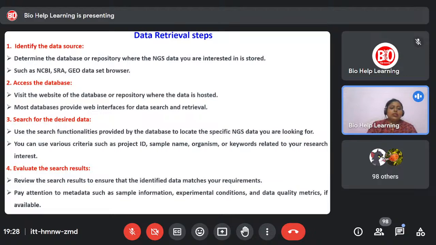In this, you have to review the search results to ensure that the identified data matches your requirements. Pay attention to the metadata such as sample information, experimental condition, and data quality metrics if available. So these are the things to choose a specific database, a specific experiment, a specific data you want to retrieve. So these are the four main basic steps for NGS data analysis you have to start.